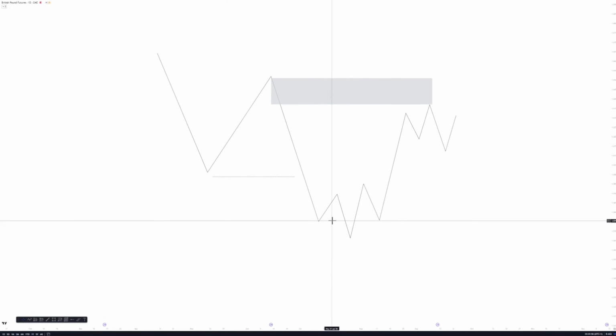Now, how do we get that pullback? By waiting for the internal shift of structure, which is a change of character. Right? After the change of character, price makes its way to the upside, reacting to the supply area, and we also have another change of character to the downside, telling us now that the internal structure is now aligned with the swing structure, and in that way we are able to capitalize to the downside to catch the pro trend move.